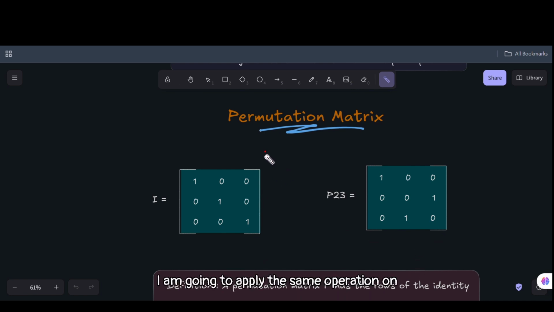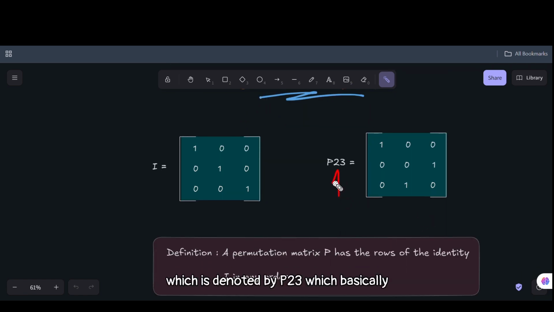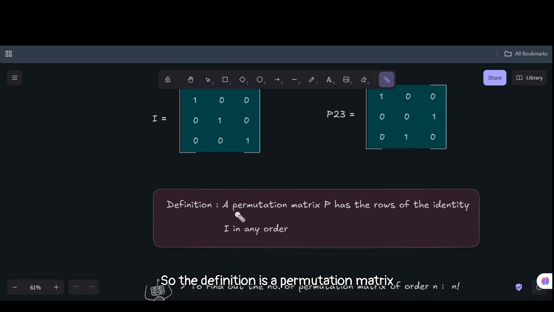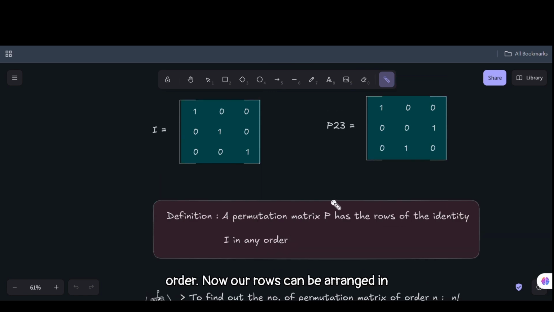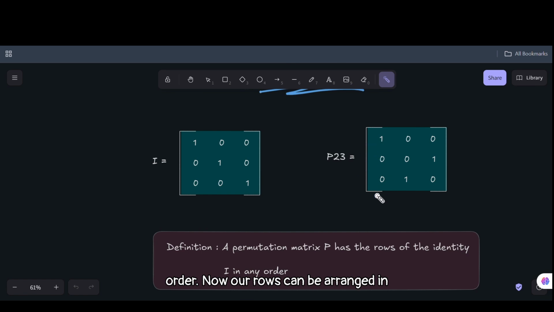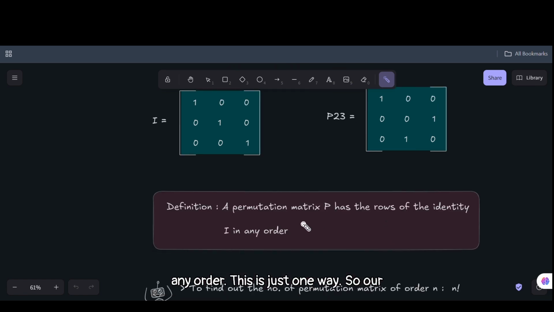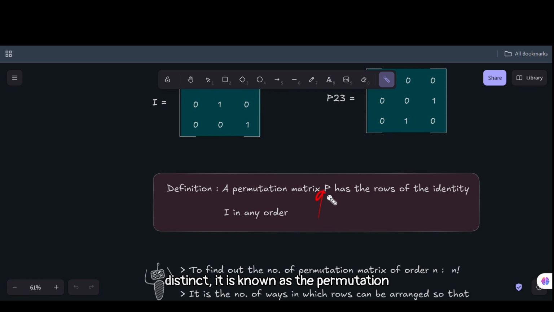So I'm going to apply the same operation on my identity matrix. Previously it was R2 swapped with R3, and the resultant that I'm going to get is the permutation matrix, which is denoted by P23, which basically denotes that R2 is swapped with R3. So the definition is: a permutation matrix P has the rows of the identity I in any order. Our rows can be arranged in any order. This is just one way. So our permutation matrix has the rows of the identity in any order as long as they are distinct.